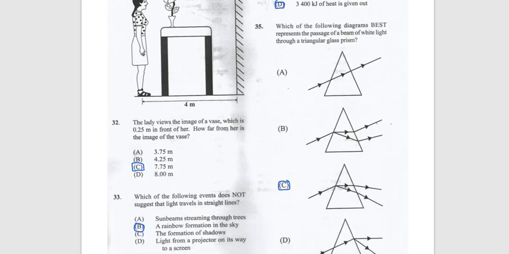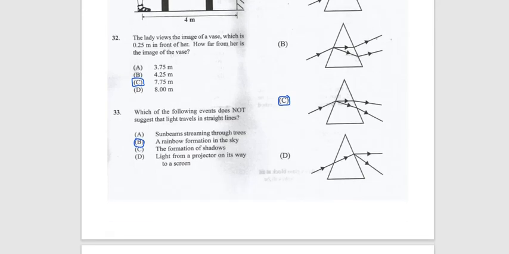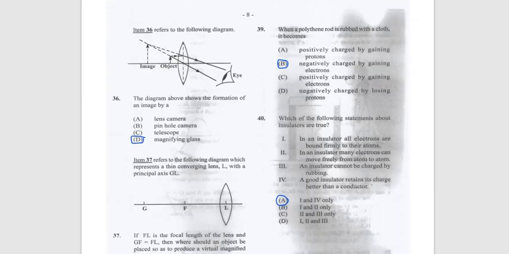35. Which of the following diagrams best represents the passage of a beam of white light through a triangular prism? C. And as we go along, you'll realize that many of these questions are repeated from one year's paper to the next. So you can look for these staple questions. And that was one, the prism one.